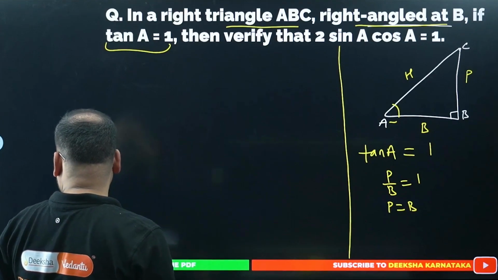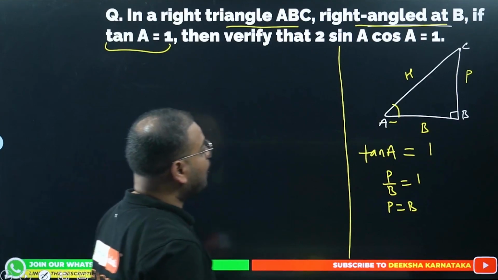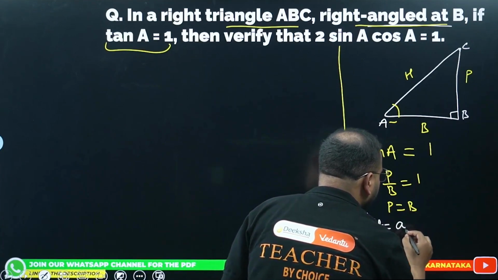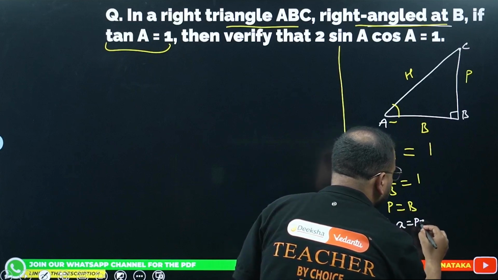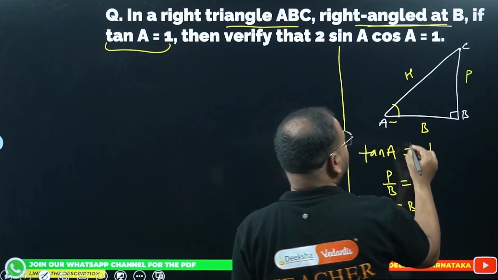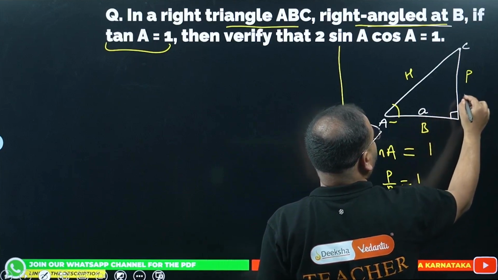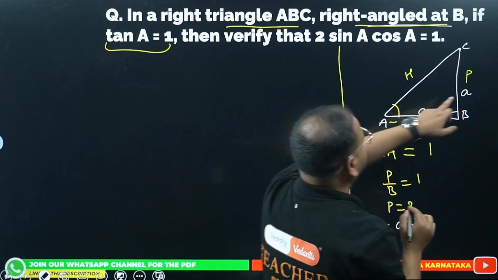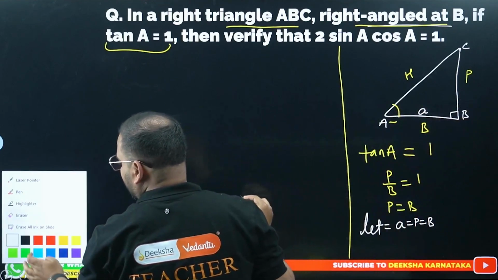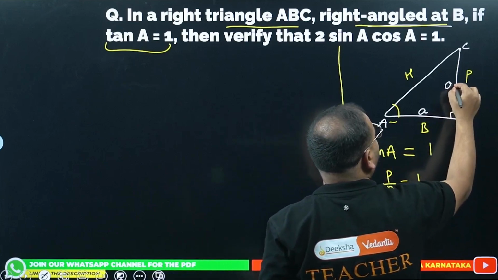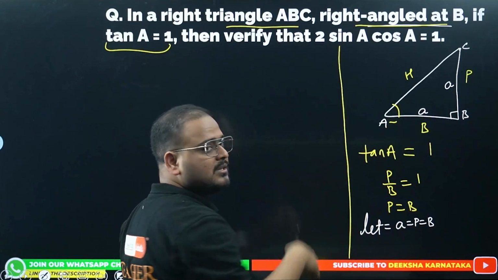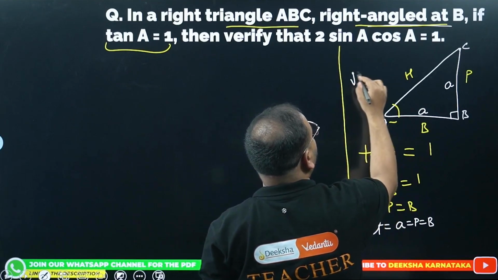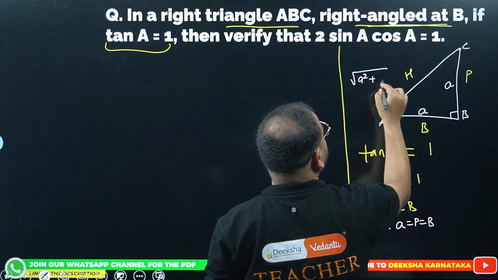Okay, sir. So if I assume P is equal to B, means I am taking this value to be some value A and this to be some value A. Means some A units I am taking for both perpendicular and the base. Both of these are A and A. What is going to be the hypotenuse? Sum of square of both those in the square root. So if I do that, what I'm gonna get? A square plus A square.